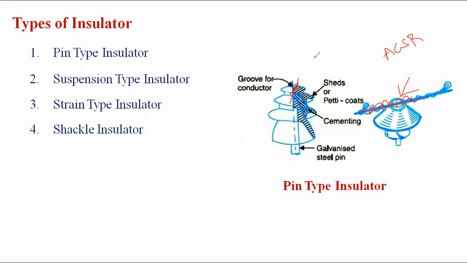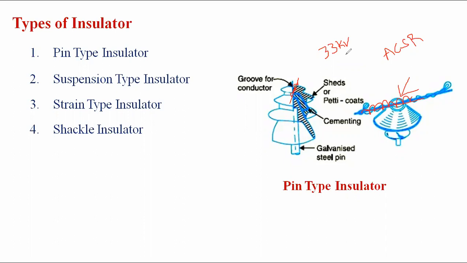The pin type insulator is used up to 33 kV. It is used for both distribution as well as transmission purpose. The distribution purpose is 3-phase 440 volt, and the transmission purpose is 11 kV and then 33 kV. Up to 33 kV they are used as pin type insulator. Beyond 33 kV, economically it is not satisfied. And another one, the size of the insulator is also huge.